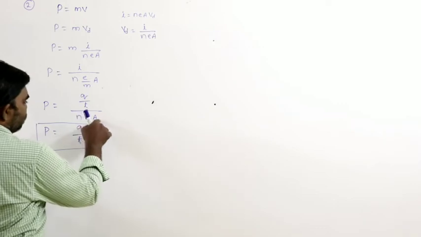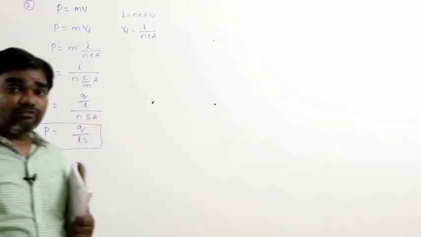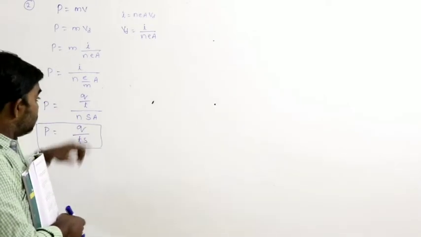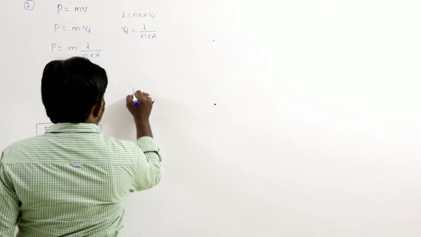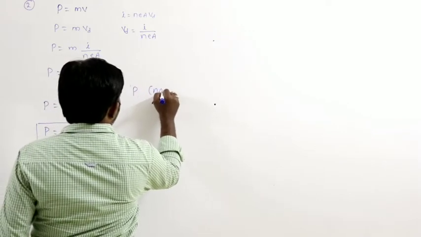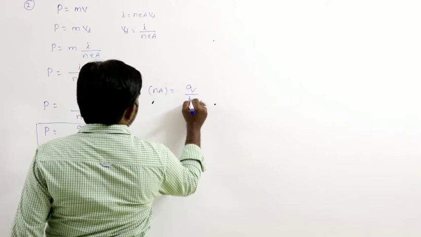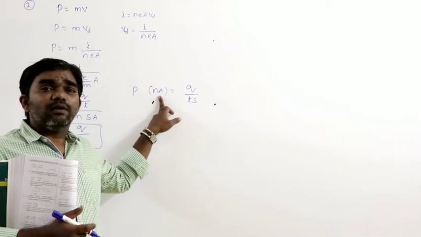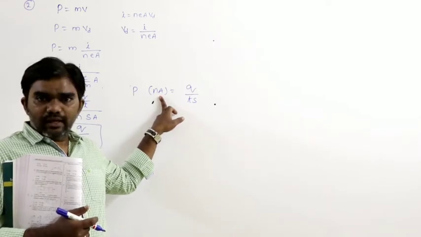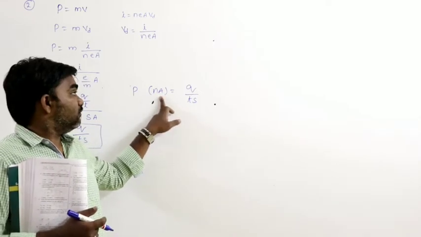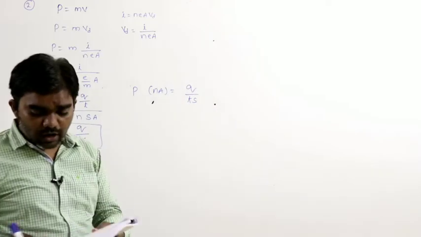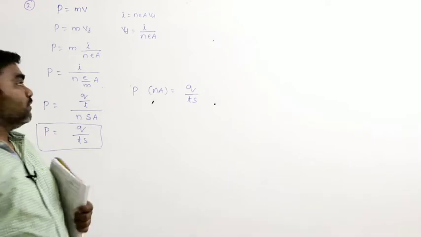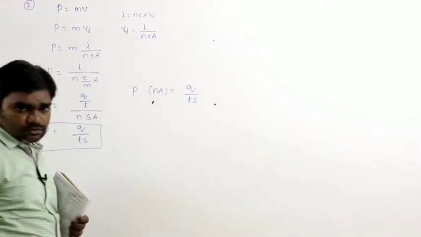A is the area of cross section, n is the total number of particles, so the momentum of all the particles can be written as P into nA equals Q by tS. What is nA? The total number of electrons in that area, that is equal to Q. That is how we calculate the momentum of all the free electrons per unit length of the conductor.